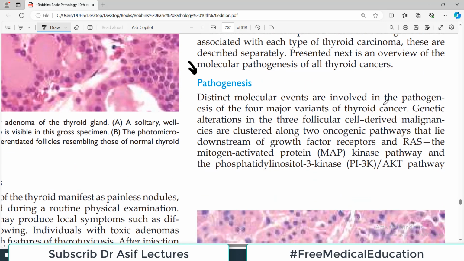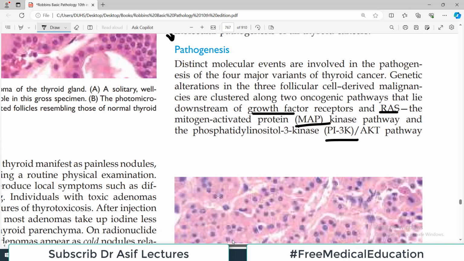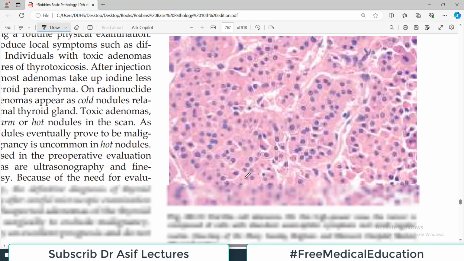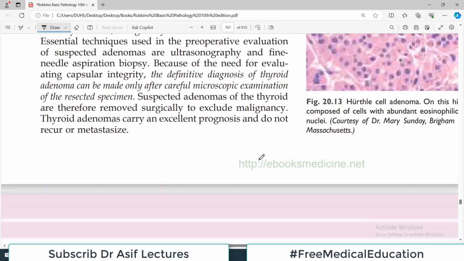Distinct molecular events are involved in the pathogenesis of the four major variants of thyroid cancer, and these genetic alterations in the three follicular cell-derived malignancies are clustered along two oncogenic pathways that lie downstream of growth factor receptors. Those pathways are basically the growth factor receptor pathways and the RAS pathways. These pathways are mutated in thyroid cancers. Further down these pathways, there are mitogen activated protein kinases and the PI3K AKT pathway. They are all linked. So if you have to answer what the major mutations noted in thyroid cancers are, they are basically the growth factor receptor pathways and the RAS pathways. That's an important piece of information for you.